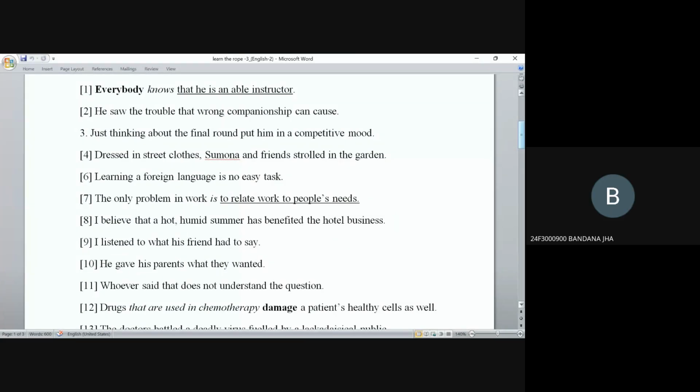So if it is a subject, then what is that clause? Learning a foreign language is your subject, yeah, it's a noun clause, right? So anything that takes up your subject position is your noun clause.